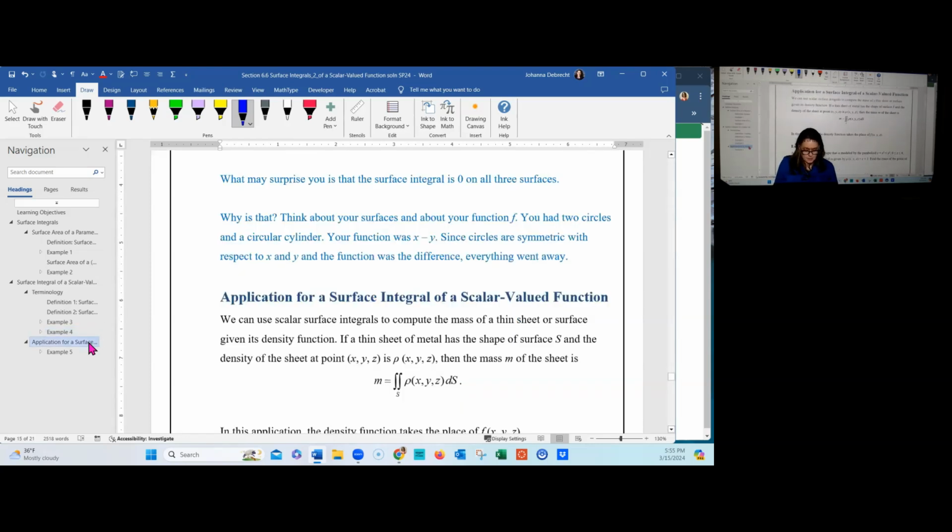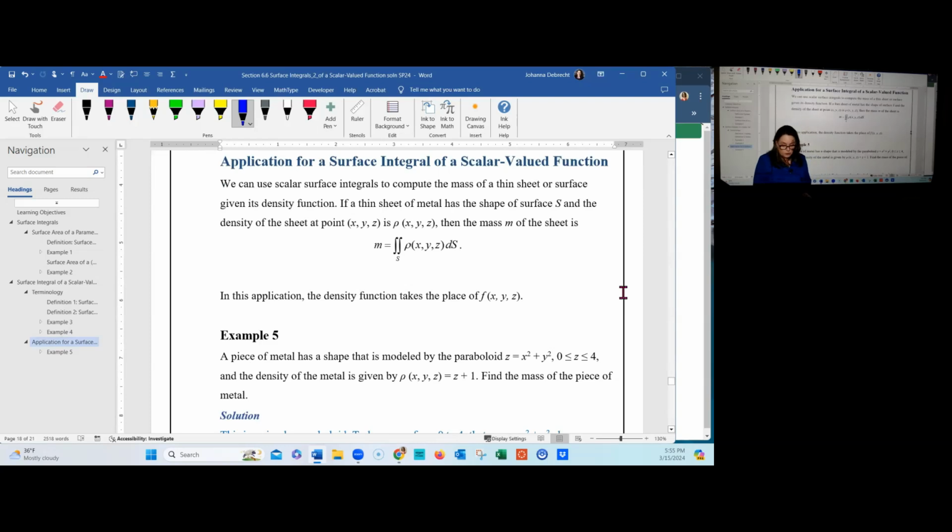We want to work an application problem for a surface integral of a scalar valued function. What we want to do is compute the mass of some surface, some two-dimensional thing existing in three-dimensional space. We're going to allow our function to be the density function of the material that it's made of, so say some kilograms per square unit or whatever. Then by integrating the surface integral over the surface, we can find the mass of the object.